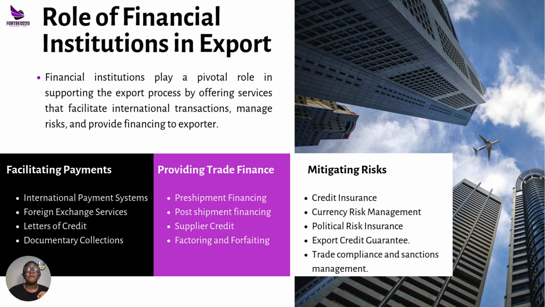And lastly, financial institutions perform the role of mitigating risk. Exporting comes with various risks, including credit risk, country risk, and currency risk. Financial institutions help mitigate these various risks through financial products and services. Some of these services include credit insurance, currency risk management, political risk insurance, export credit guarantee, trade compliance, and sanctions management.